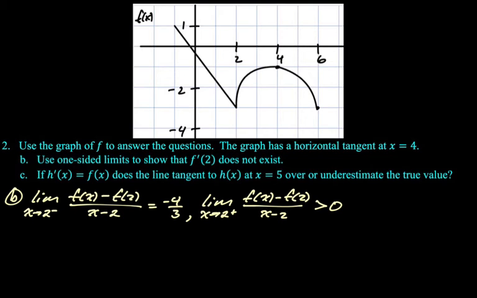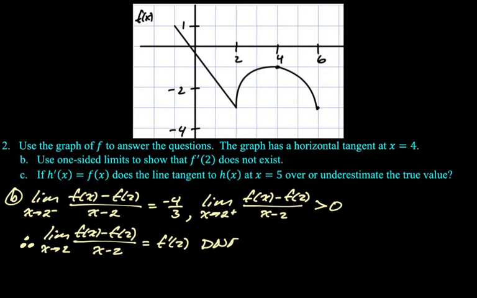There's no way that a negative value and a positive value are equal. So at this point, we can say that the limit doesn't exist. And because this limit doesn't exist, we now know that the derivative doesn't exist, because that's the definition of the derivative. So that limit, which is f prime of 2, does not exist. And we prove that f prime of 2 doesn't exist. The function is not differentiable there. That's a pretty good question. You want to get used to that kind of thing.